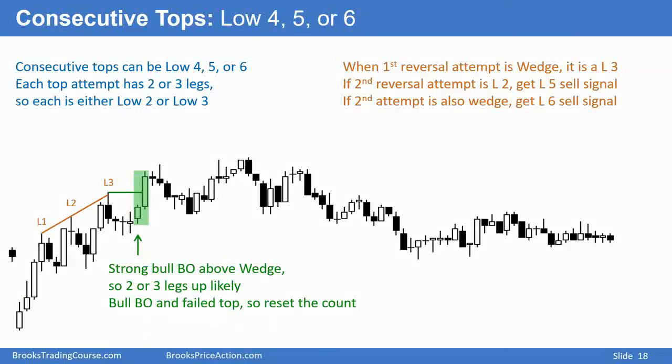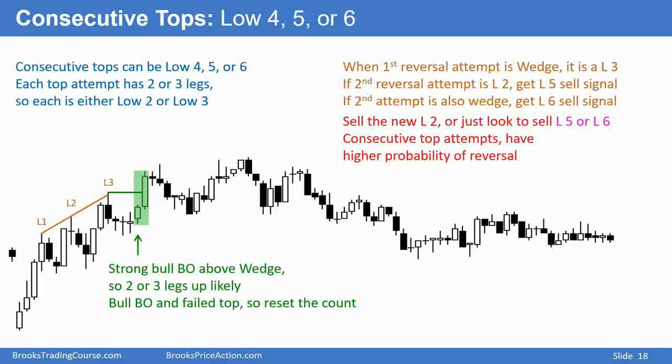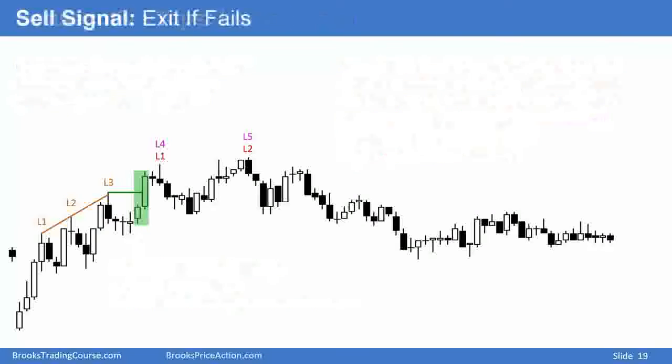And a lot of traders will just start the count over again anytime there's a big breakout. 1, 2, 3, 4, 5. Doesn't matter if you call it a low 5 or consecutive tops. The key point is you have a complex top, 2 or more legs, and then another complex top, 2 or more legs. The probability is high that you're going to get at least a couple legs sideways to down.